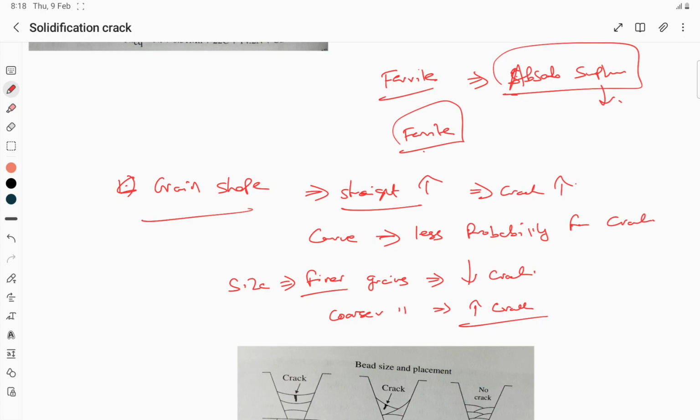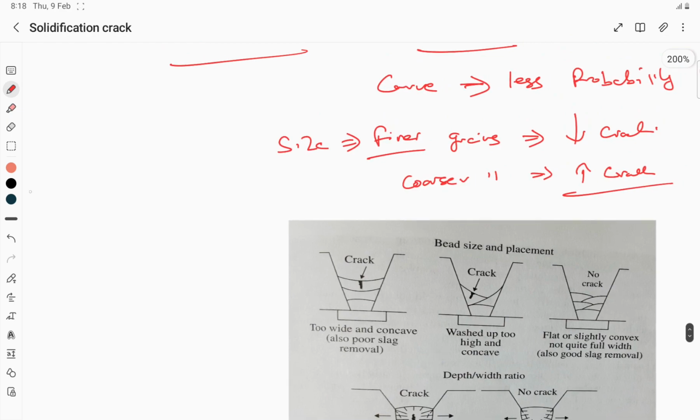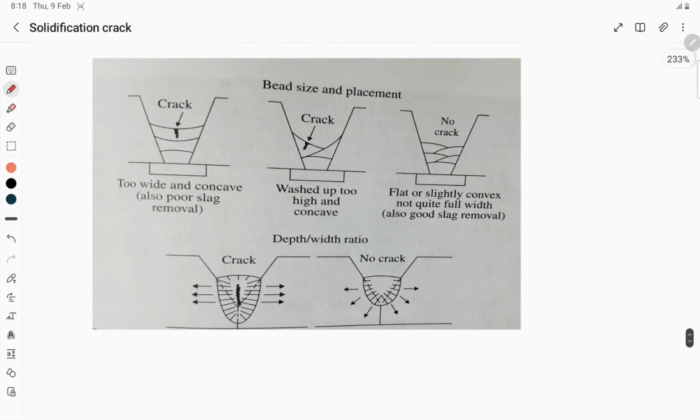Next we'll see some of the steps that we can take to prevent the formation of solidification crack. First one you can see in the diagram in this picture, which is also taken from the same textbook. Whenever the bead shape is concave, as you can see in the left picture, there is a possibility for the crack. You can see the crack is getting formed, and here also we have a crack.